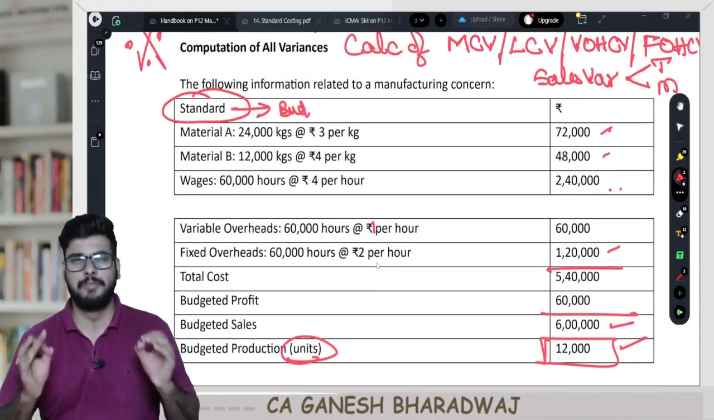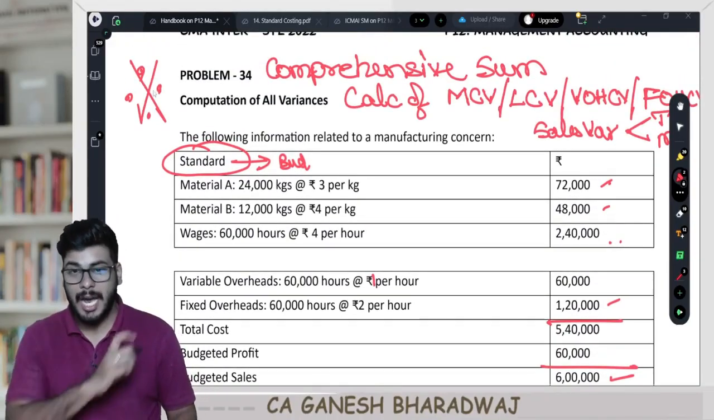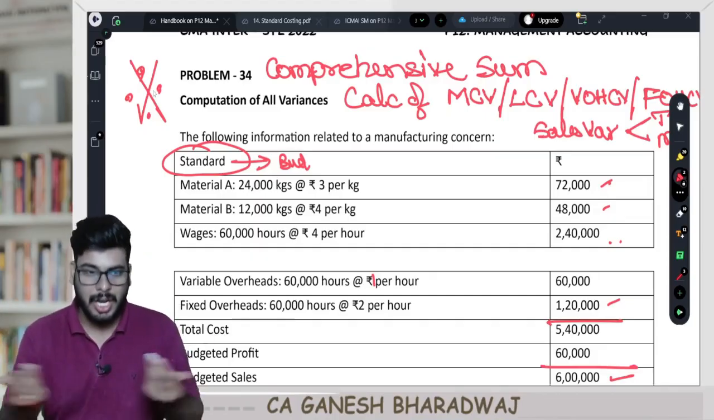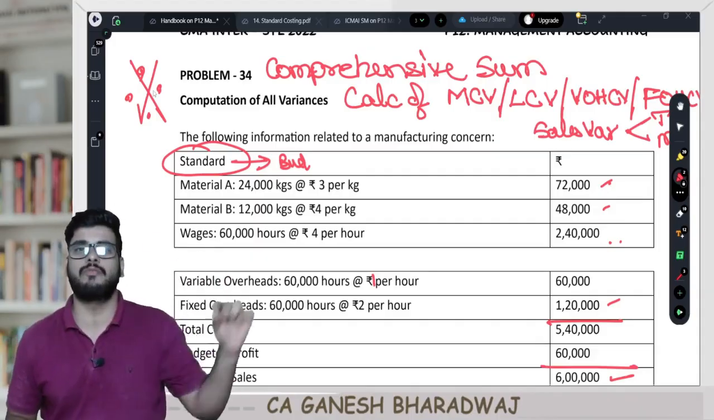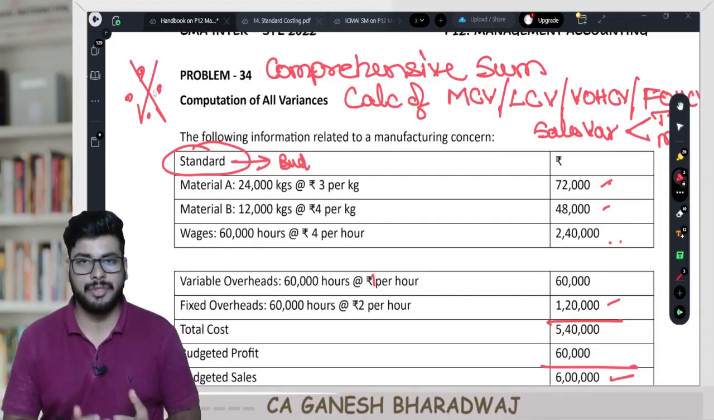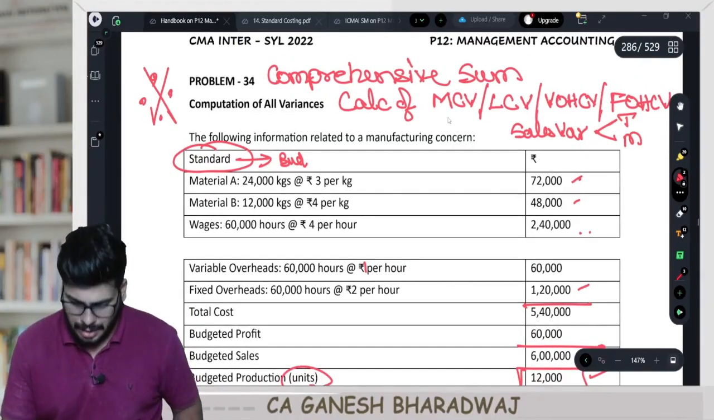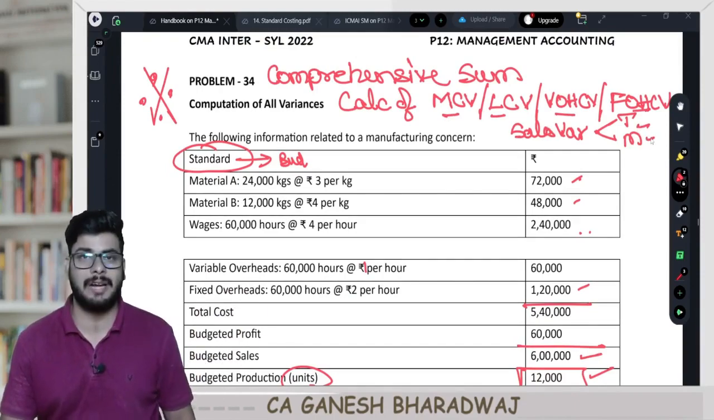Now guys, a beautiful question. In fact, if you remember, I asked you to mark this as important. I gave you the library of adjustments in our regular batch. For every single sum that we do, I dictate what the sum was about. So there I gave you, this is a comprehensive sum where we had to calculate all the variances: your material variance, labor variance, variable overhead, fixed overhead, and sales variance under total and margin approach.